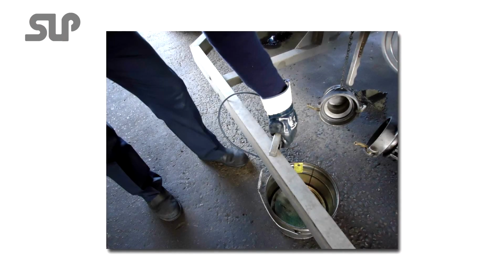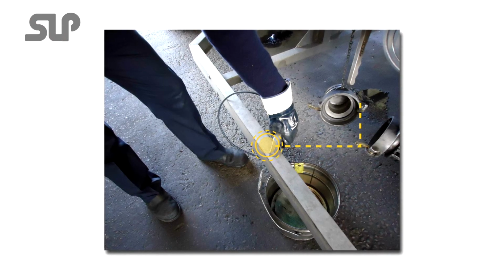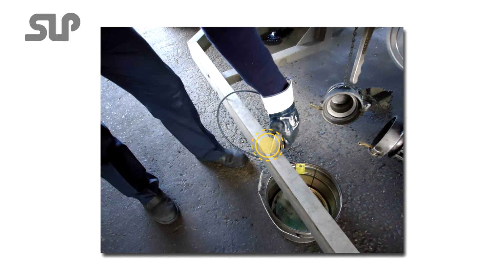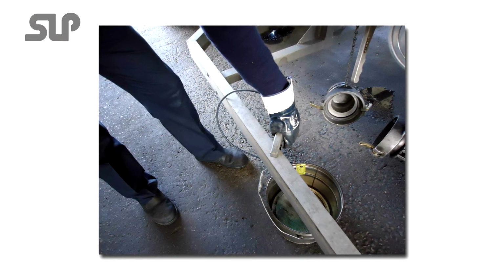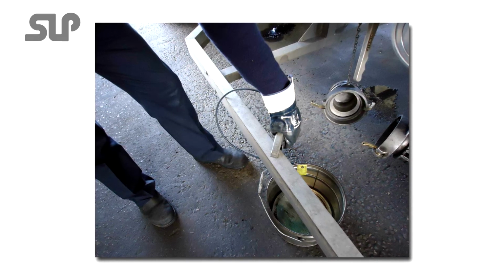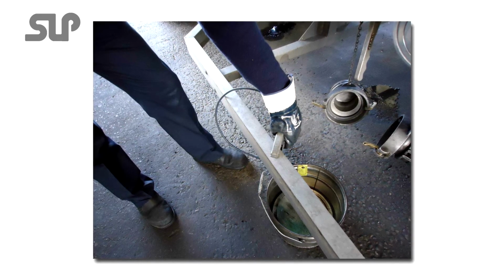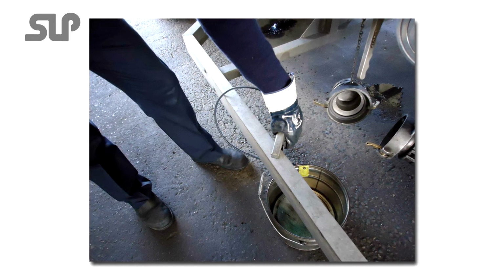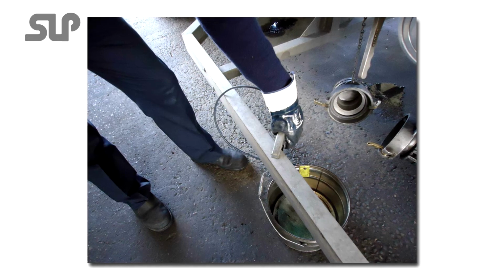Draining containers must be fitted with a static cable and the cable connected to the tanker when draining tanker compartments. If a static cable is not connected between the container and the tanker, the container may build up a high static charge and retain that static charge for a long period of time.